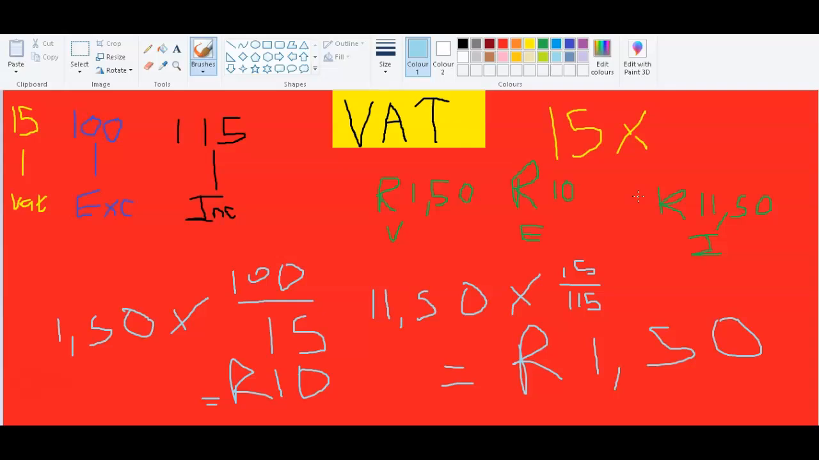So the formula is, first put down the number you know, so they give you 11 Rand 50 inclusive. Put 11 Rand 50 times what you want over what you know. That's how you get the VAT. Or you can get the VAT inclusive, you know, it depends what you want basically. So that's how you do it in calculation form.